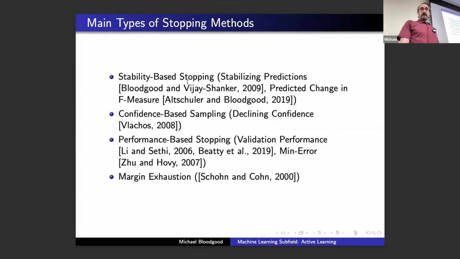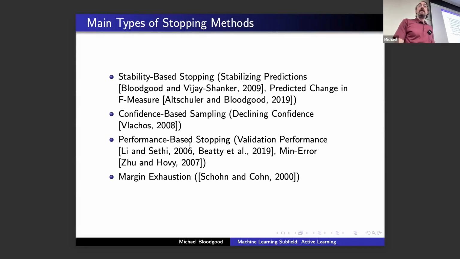Stability-based stopping. This is where you try to stop based on stabilizing predictions of the models as they're being learned. But it's predictions, so you don't know whether the predictions are wrong or right. You just measure whether they're agreeing with each other as they're learning. Confidence-based sampling, that's a typo. Instead of sampling, I should say stopping. Confidence-based stopping is where you measure the confidence of each model as you're going through your learning, and at the point where it starts to decline, you would say to stop.